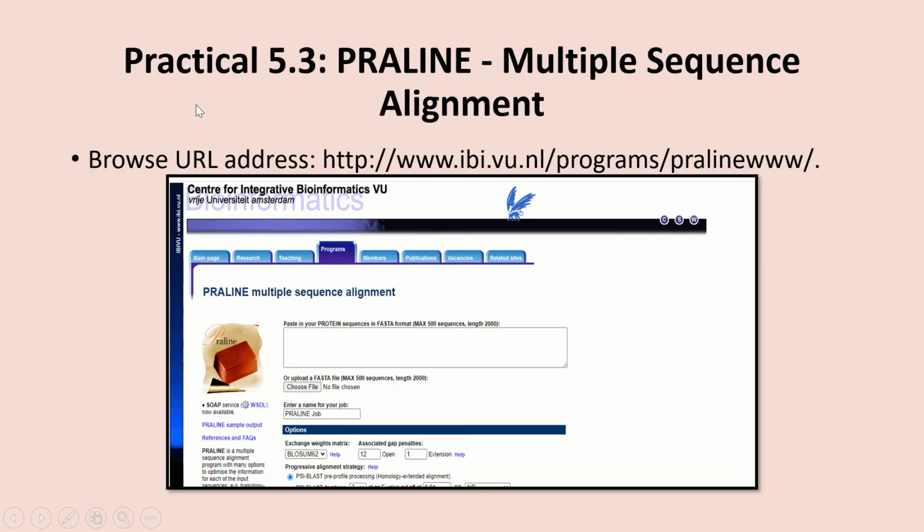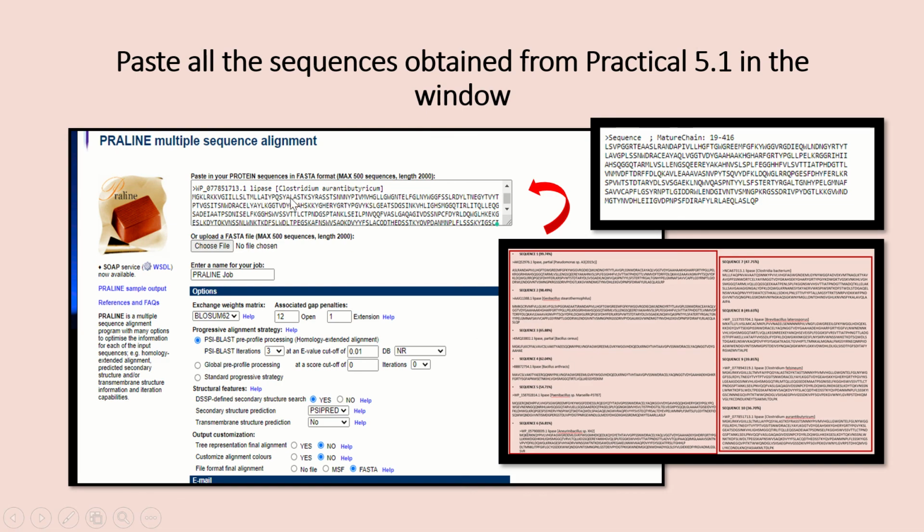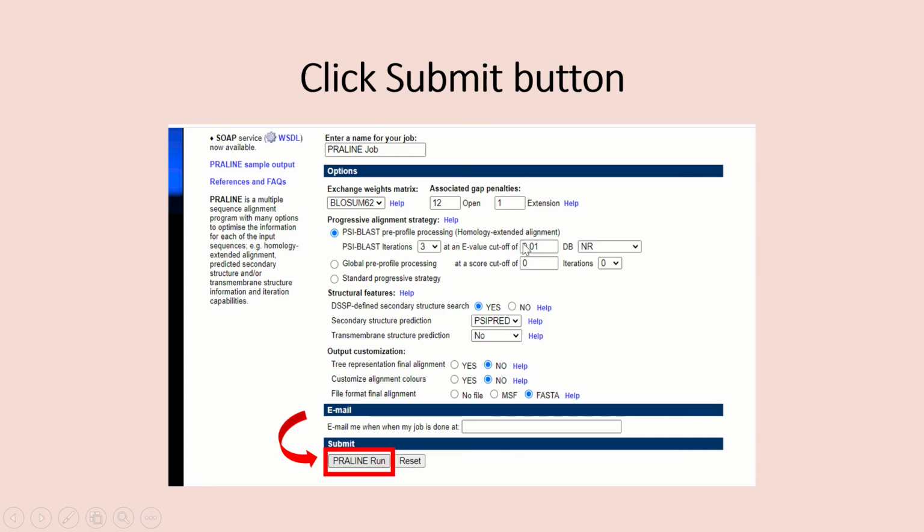So we move to practical 5.3, PRALINE multiple sequence alignment. You need to browse the URL address of PRALINE. This is the page. And you need to paste all of the sequences obtained from practical 5.1 into the window here. Also include the query sequence of the lipase. Click on the submit button.